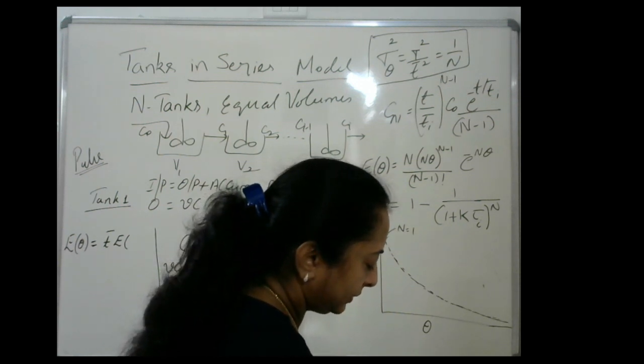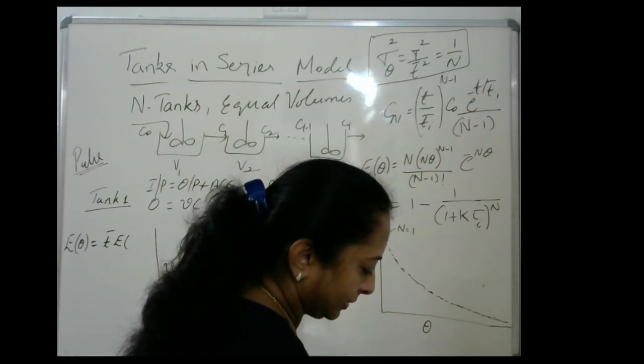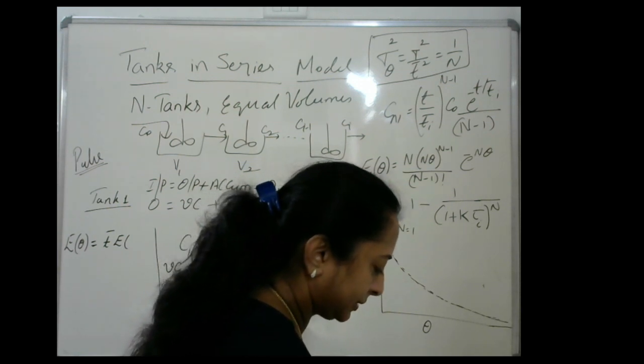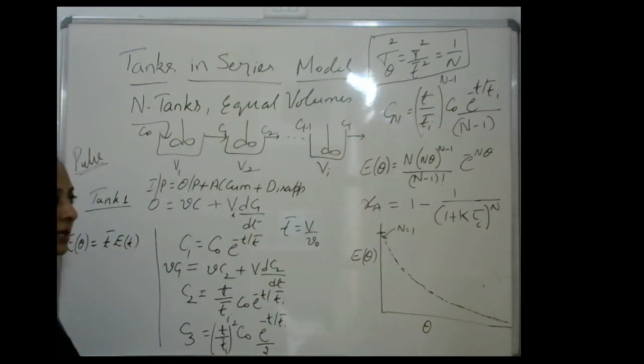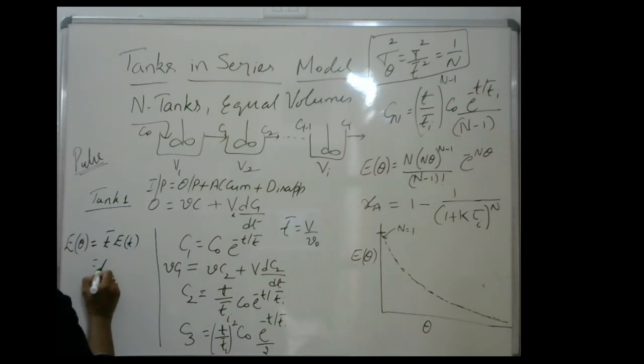E theta will be correct. T bar into E of t. What I was writing was correct. Okay. So now T bar for a CSTR, what is E of t?